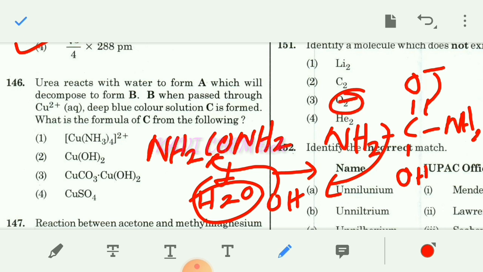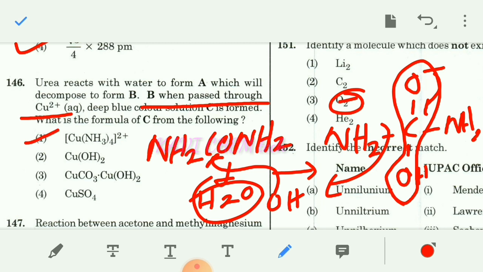Understand? So this one further decomposes to produce ammonia gas. Okay, it will release carbon dioxide gas and ammonia. This ammonia, the B, is passed through Cu2 plus. So when this ammonia reacts with the Cu2 plus, it forms the complex of tetraammine copper 2 plus. So option A is the correct answer.